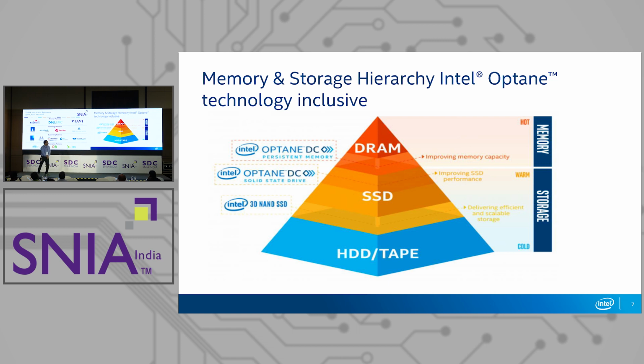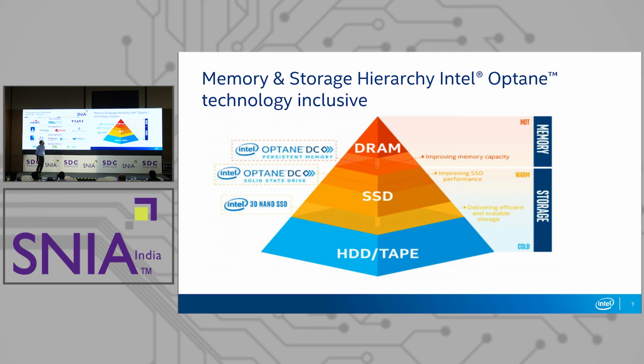So this is the memory and storage hierarchy inclusive of Intel Optane. So I would point out where we can introduce Optane, this new media. Basically I have categorized it into hot and warm sectors of the memory. In the warm, hot segment, we have something called Optane DC persistent memory, which will boost your DRAM, or you can say it's going to give you an extended DRAM.